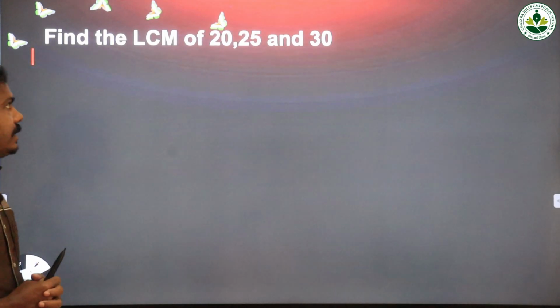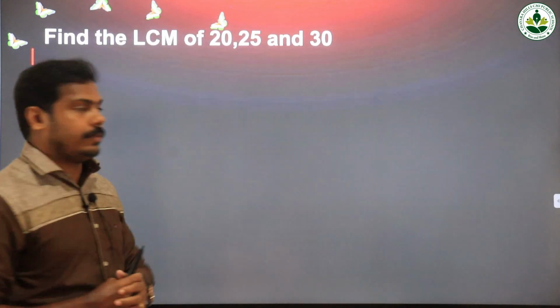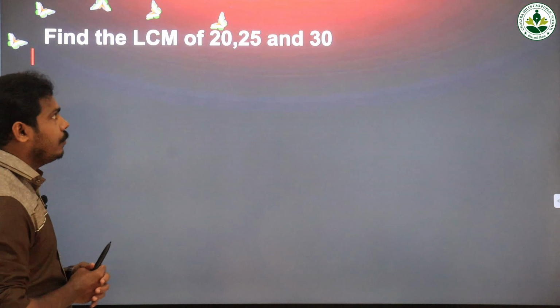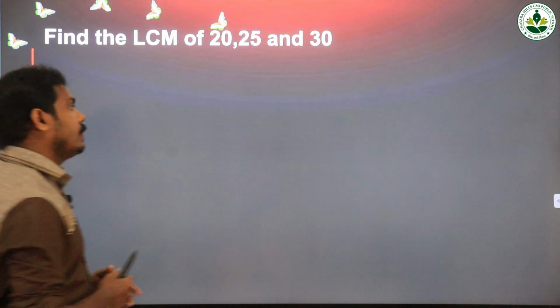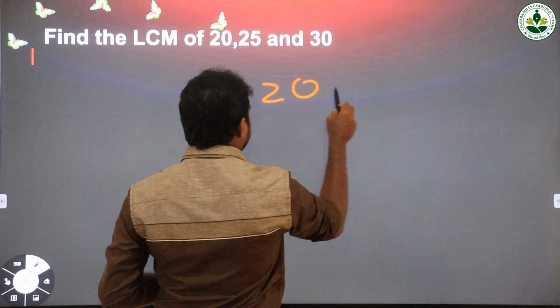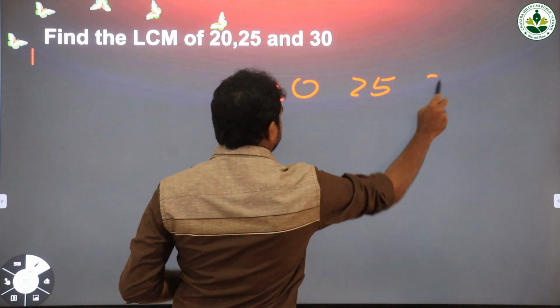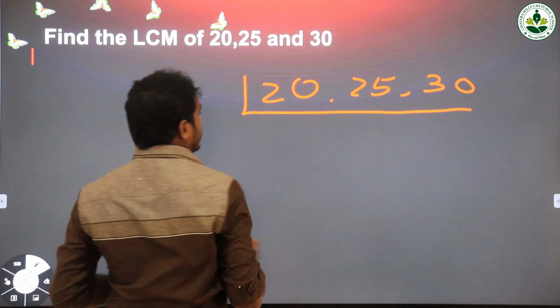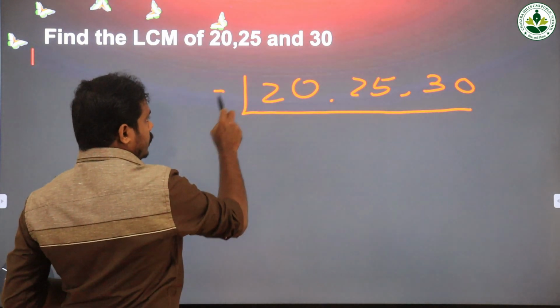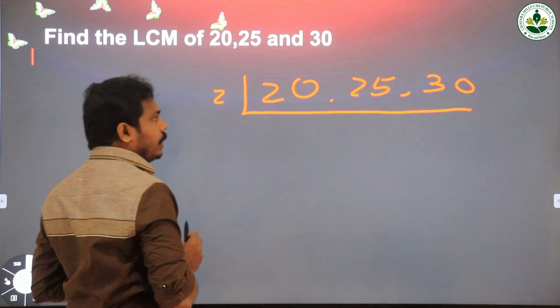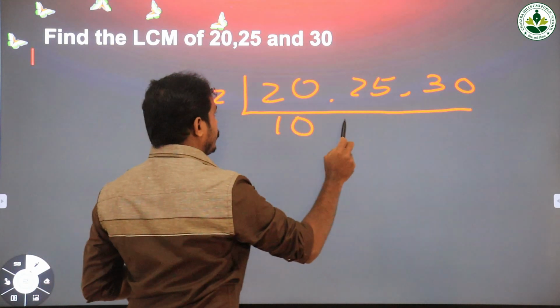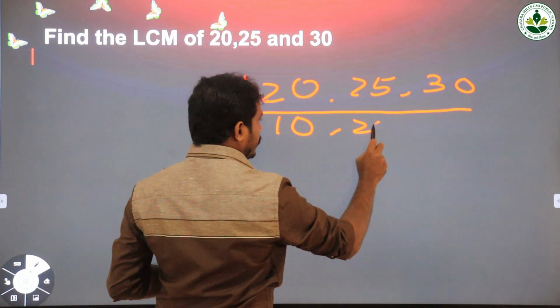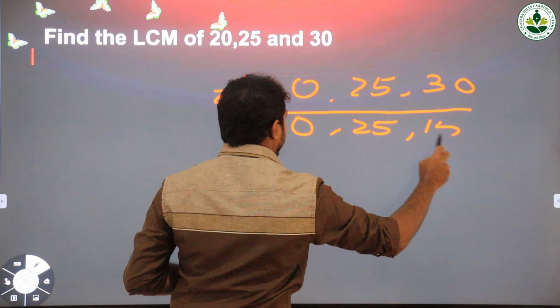First we need to find the LCM of 20, 25 and 30. First we need to write the numbers together, 20, 25 and 30, and check if it is divisible by 2. Yes, it is divisible by 2 because these two numbers we can divide by 2. 10 into 2 is 20, then 25 is not possible, so write 15.